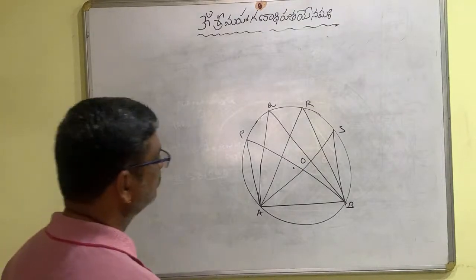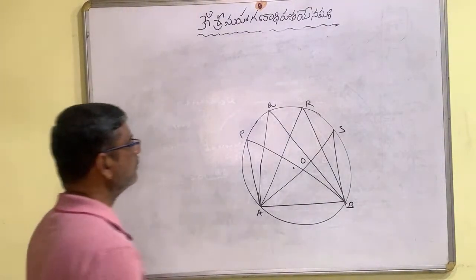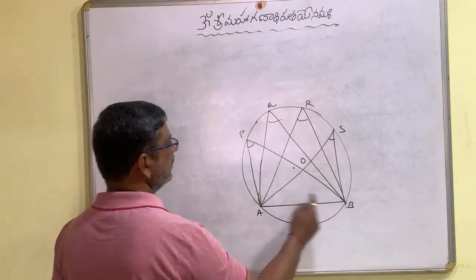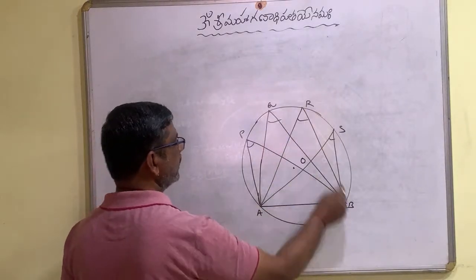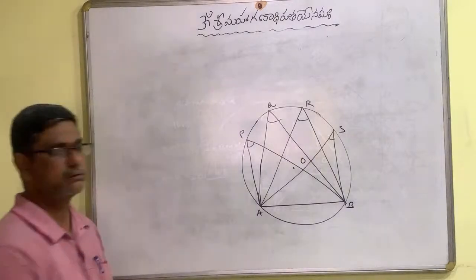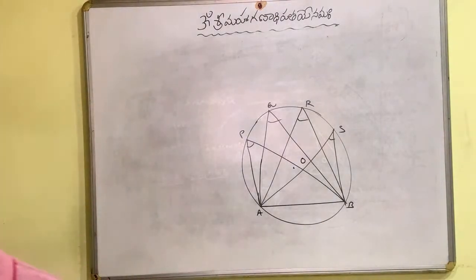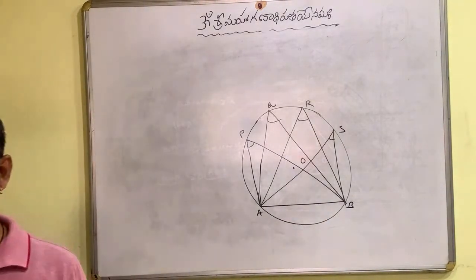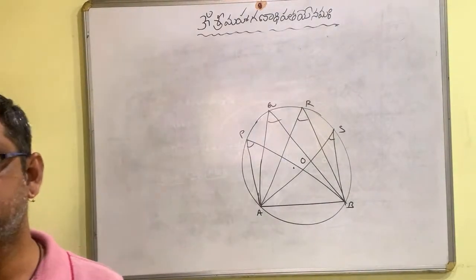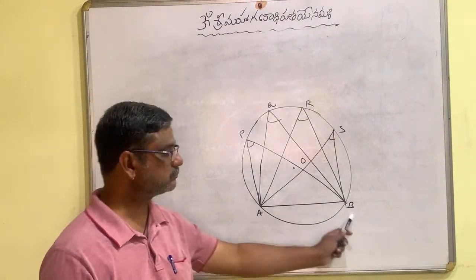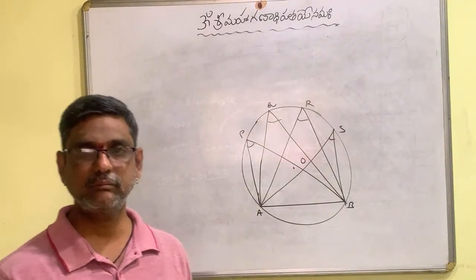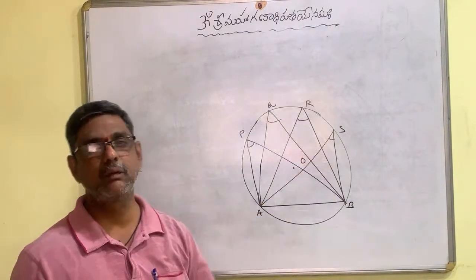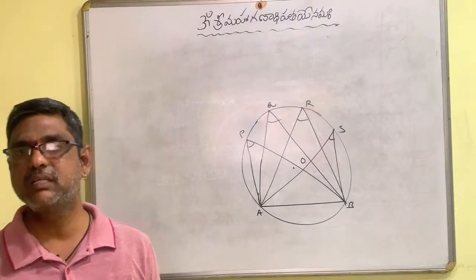Right. Now, here we can observe 4 angles: angle APB, angle AQB, angle ARB, angle ASB. All these angles are subtended by the same chord AB. Okay na? Moreover, at different points P, Q, R, S on the circle.